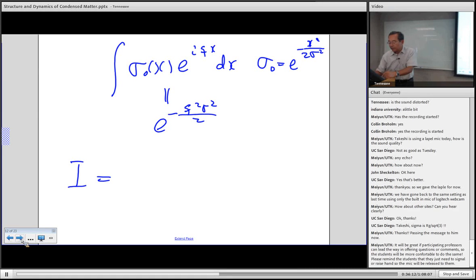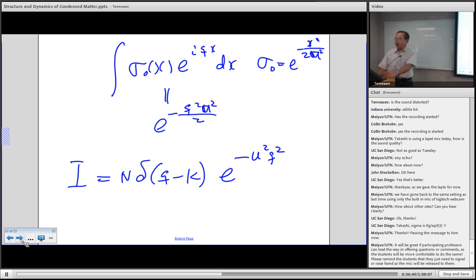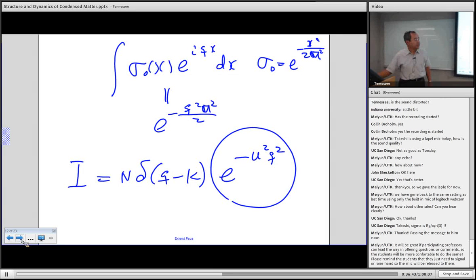Some normalizer times delta of q minus k, the regular Bragg diffraction, times e to the minus... oh, I'm sorry, this is not sigma, it's u. Sigma is equal to u, so it becomes u squared q squared. So what happens is that the intensity is modulated by this factor, e to the minus u squared q squared.